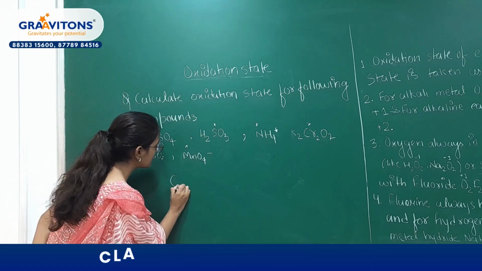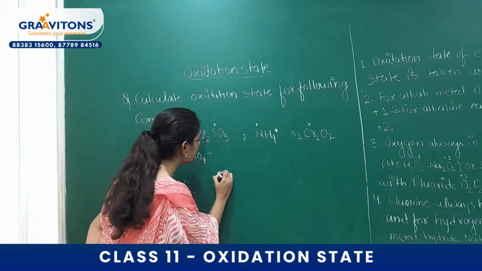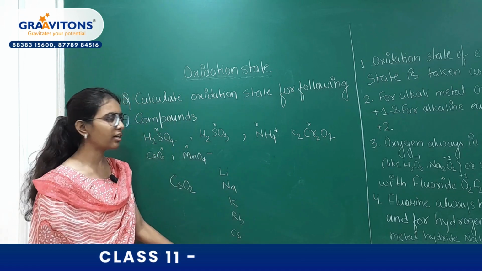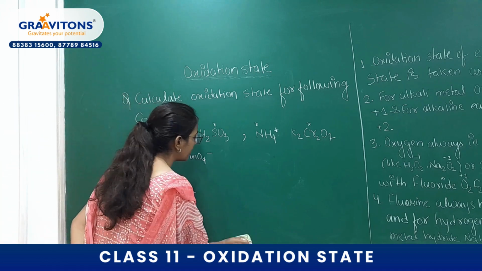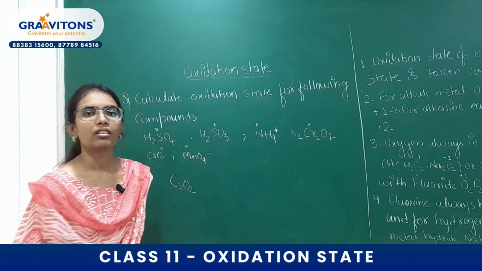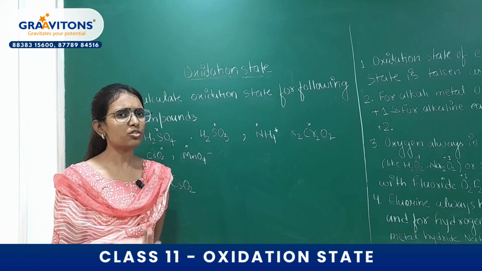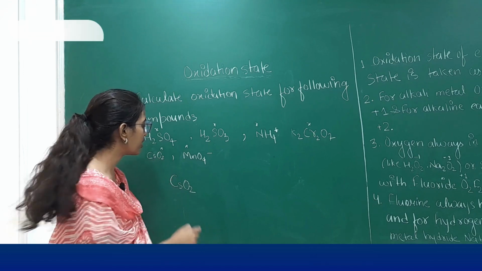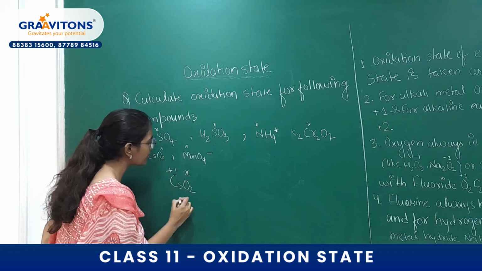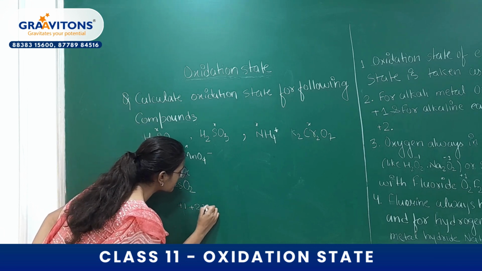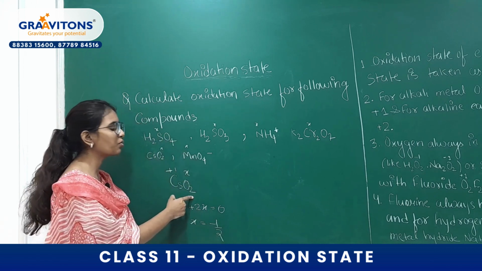Now we have to check for cesium O2. Cesium belongs to the alkali metals, and alkali metals always have plus 1 oxidation state. At that time we have to decide for the oxygen. Whenever oxygen comes with an alkali or alkaline earth metal, it will change. It can show minus 2 or other oxidation states. But alkali is always plus 1. Let the oxygen be X. The compound is neutral, so plus 1 plus 2X is equal to 0. So X is equal to minus 1 by 2. This is called a superoxide compound.